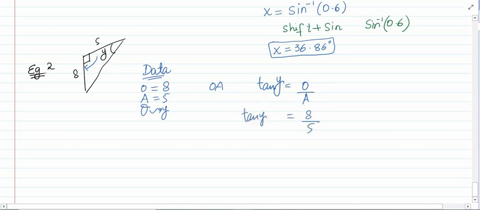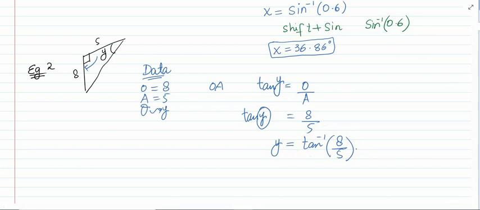Why? We are looking for the value of angle y. That means we need to shift tan to the right side. So it will be y is equal to tan inverse of 8 divided by 5. Now in your calculator, first you need to find the value of 8 divided by 5. Its answer is 1.6. So tan inverse of 1.6.